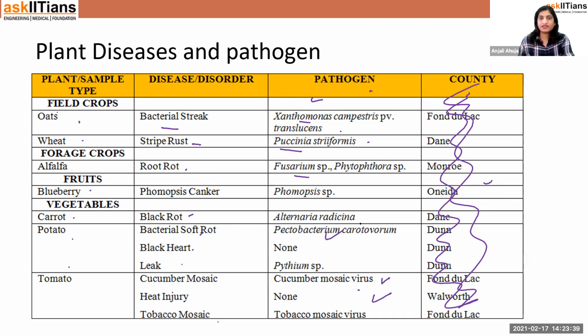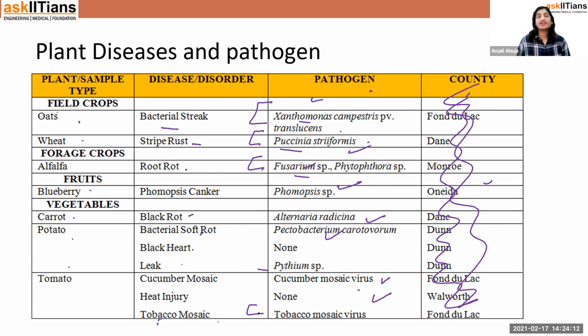The rest are bacterial diseases. So maximum are bacterial diseases and one or two are viral diseases. You don't have to remember the name of the virus or bacteria, just remember that it is caused by a virus or bacteria. Or if you want to learn, go for the important ones I'm telling you. These four are important. That's it. These are the plant diseases caused by microorganisms.